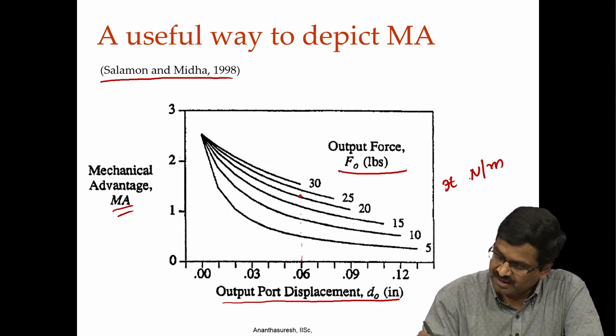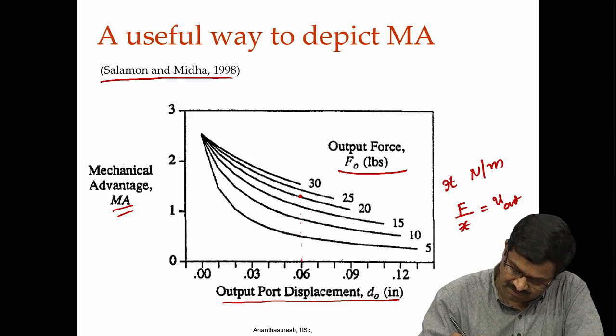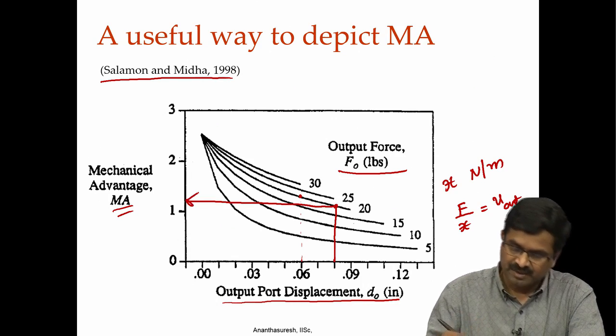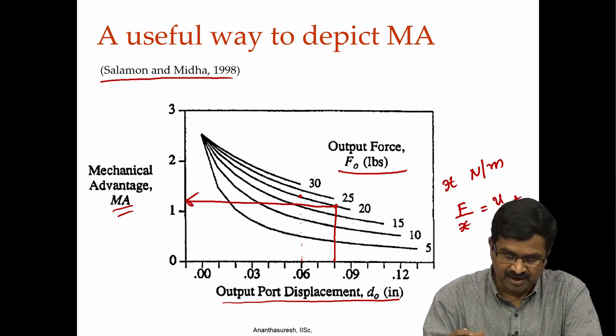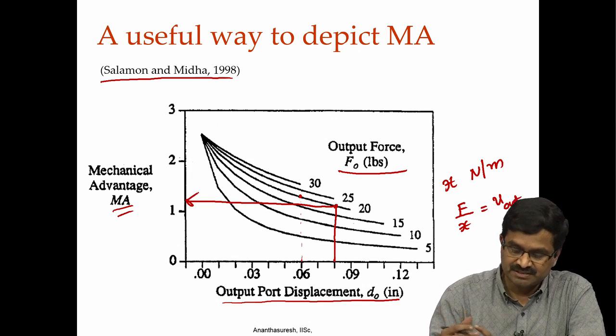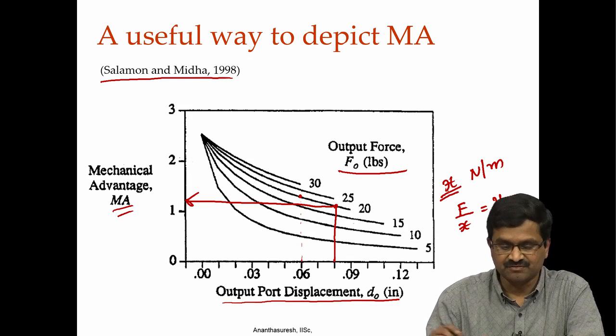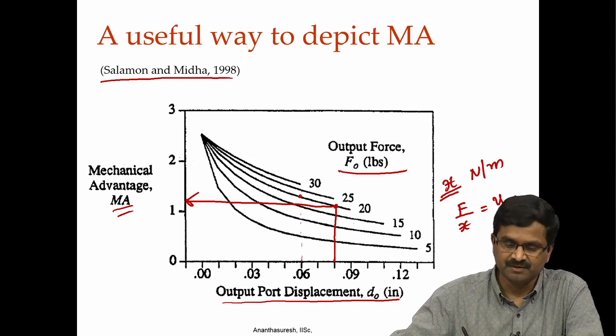So, if you have x Newton per meter, how much deflection? So, you have force by x, this is stiffness, you will get some output displacement. So, you go along this, whichever, let us say this value, then you would know for that output force what the mechanical advantage is. So, for various workpieces for a given compliant mechanism, if you draw these curves, you can see what mechanical advantage you would get depending on the workpiece stiffness. This is another useful way to depict MA.